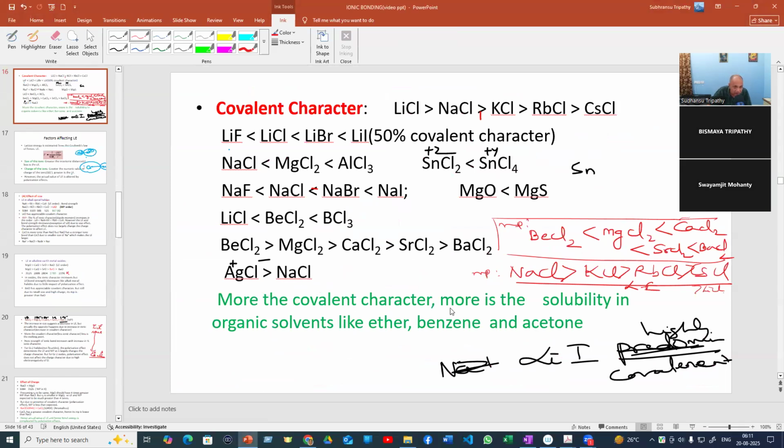The more the covalent character, the more is the solubility in organic solvents like acetone, benzene, ether. If you compare in a period lithium chloride, beryllium chloride, boron chloride, you will find the covalent nature will increase. So much so that beryllium chloride becomes predominantly covalent. Forget about boron chloride, it is covalent, more covalent than beryllium chloride because B has plus 3 charge.